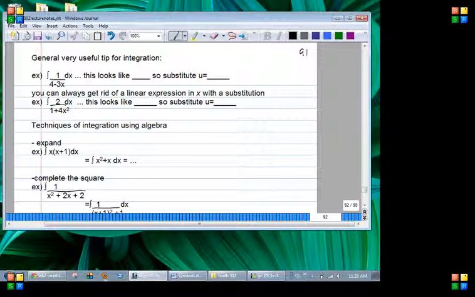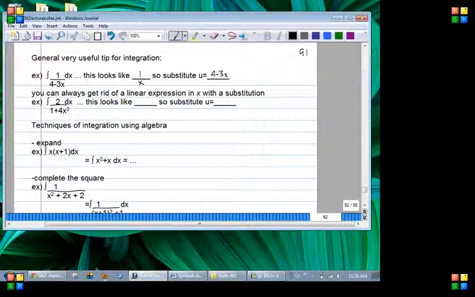So what integral does this look like? This looks like 1 over x. So what should you substitute? u equals 4 minus 3x. And then basically you get the integral of 1 over u, which is just ln u. Okay, and then of course you have to find your du, you have to keep track of the constants.